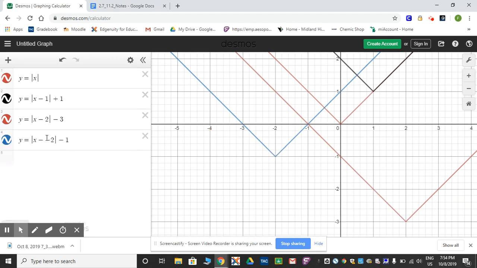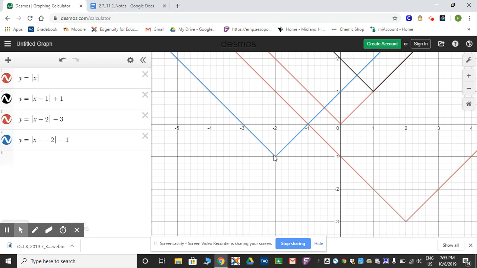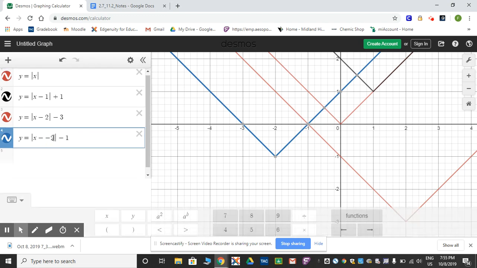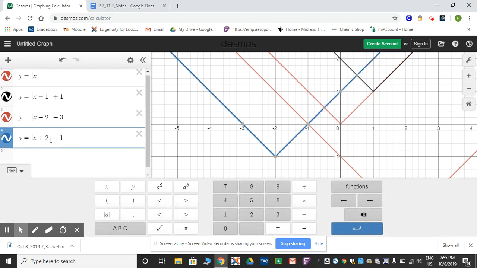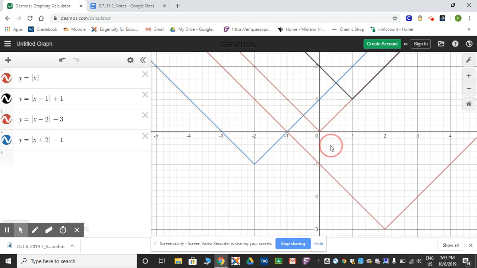I say, oh, h is negative 2, k is negative 1. So my vertex is at h comma k, negative 2, negative 1. Sure enough, there it is. But if I have plus 2, that just tells me I'm subtracting negative 2. So that's why if I'm adding to that x, I'm going to shift to the left. And if I'm subtracting from x, I'm going to shift to the right.